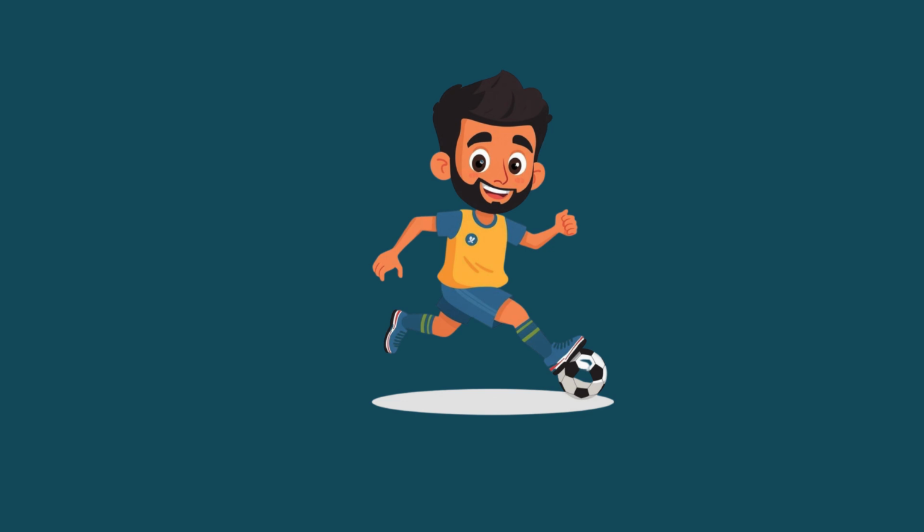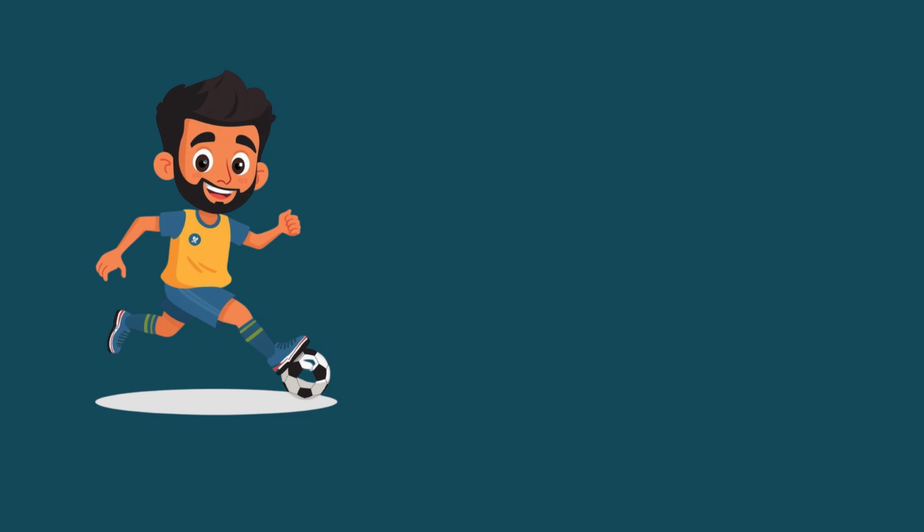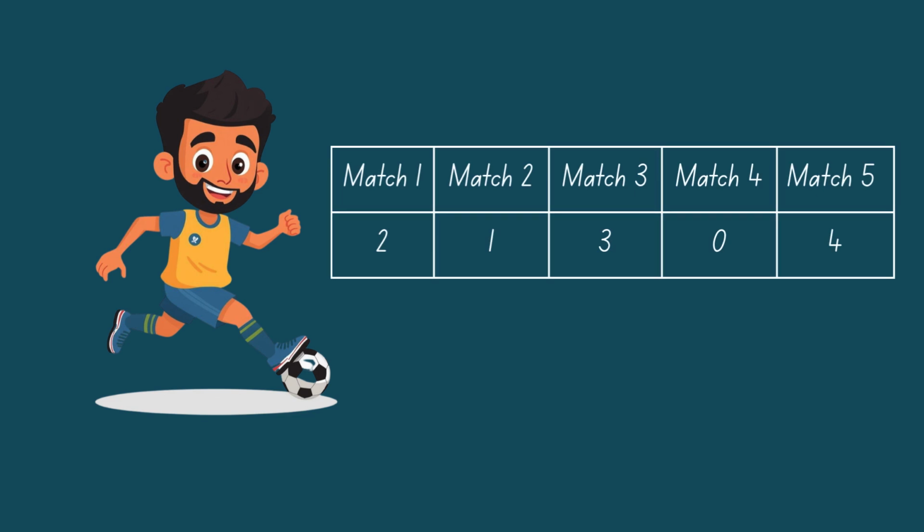Let's imagine there is a football player. He has played 5 matches in the season, and the number of goals he has scored in each match is shown here. So in the first match, he got 2 goals. In the second match, he scored just 1 goal. In the third match, he scored 3 goals. In the fourth match, he couldn't score any goal. But in the fifth match, he made up for it and scored 4 goals.